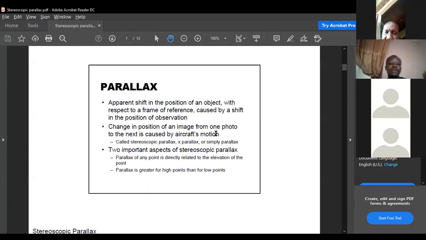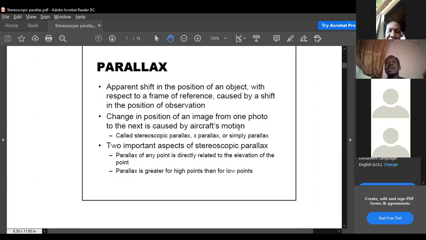Parallax: apparent shift in the position of an object with respect to the frame of reference, caused by a shift in the position of the observation. I think this is clear to everyone. Now, the change in position of an image from one photo to the next is caused by the aircraft's motion. So the aircraft moving from one point to the other, we consider the aircraft and the camera mounted on it to be the observer. So it's as if you are in there.